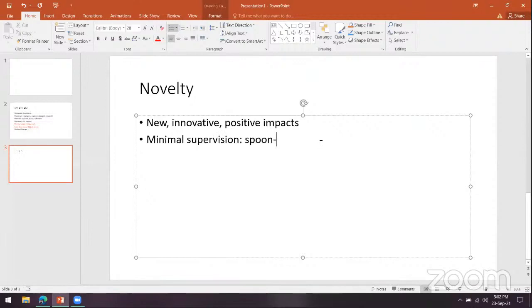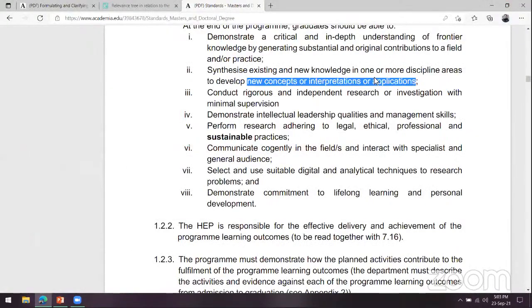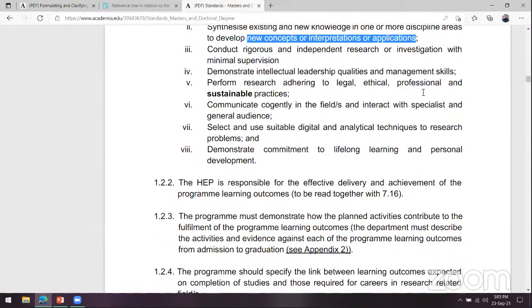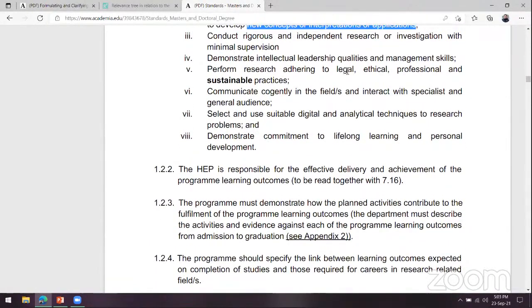Some students are so afraid that they cling to their supervisors to make sure they learn everything. It would not be like that anymore. That is the difference. Then, you have to show intellectual leadership quality and management skills. This is quite similar to the masters. Perform research adhering to legal, ethical, professional, and sustainable practices, also quite similar to the masters.